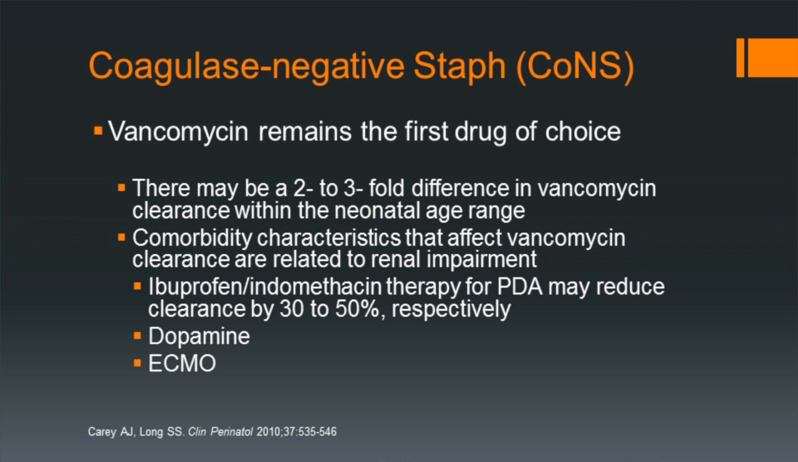Other comorbidities can affect vancomycin elimination, and these are usually related to renal impairment. Other medications like ibuprofen or indomethacin can certainly cause an effect on the vancomycin clearance, as does dopamine, and ECMO certainly has an effect, which is different but significant, that needs to be addressed separately.